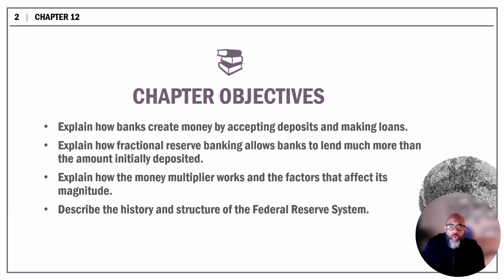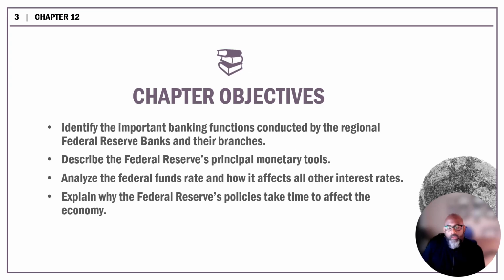Then, we'll explore how fractional reserve banking enables banks to lend out more than the initial deposits that they receive. We'll also introduce the concept of the money multiplier and discuss what determines its size. After that, we'll examine the history and structure of the Federal Reserve System. Next, we'll take a look at the key functions performed by the Federal Reserve regional banks and branches.